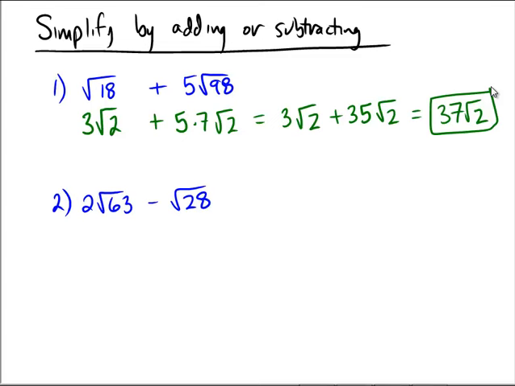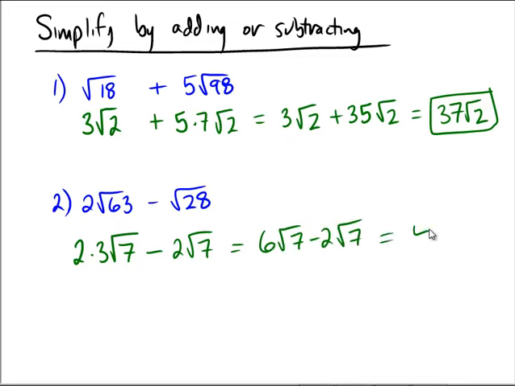Okay, so let's try the next one. 2 radical 63. Do you know a perfect square that goes into 63? Like maybe 9? Square root of 9 is 3, so I get 2 times 3 times the leftover radical 7. 28, what multiplies to 28? Well, that'd be 4 and 7, so the 4 will come out, leaving us with 2 rad 7. So it looks like we have 6 rad 7 minus 2 rad 7, or in final answer, 6 minus 2 is 4, so we get a 4 rad 7.